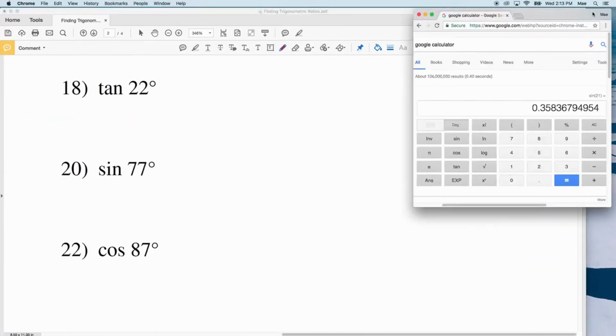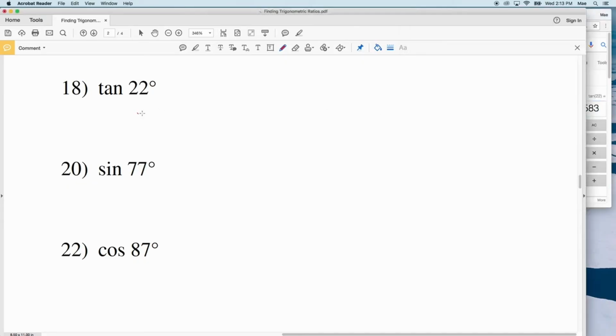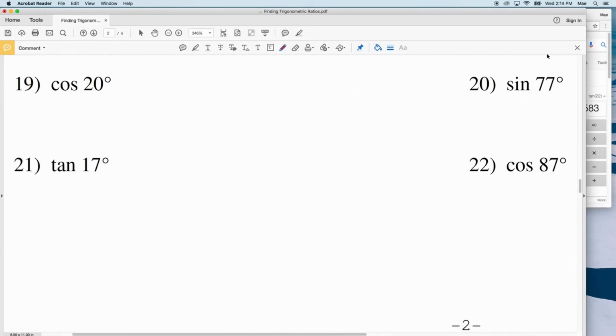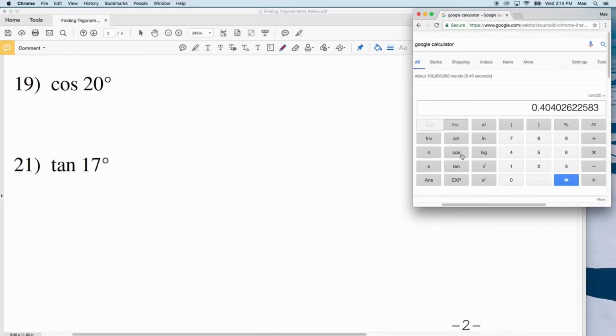Next, we have the tangent of 22. So keeping the calculator in degree mode, we're going to type tangent of 22, and that's equal to 0.4040. Next, we're looking at the cosine of 20, and that's going to be 0.9397.